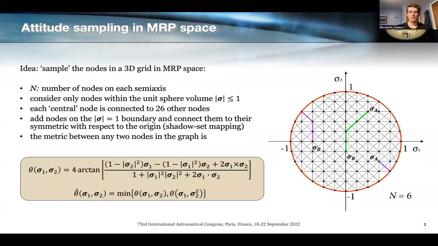We sample the attitude using a three-dimensional grid where each node is connected to a maximum of 26 neighboring nodes. And this allows us to define a graph which can be searched, given an initial and a final attitude and a path planning algorithm.